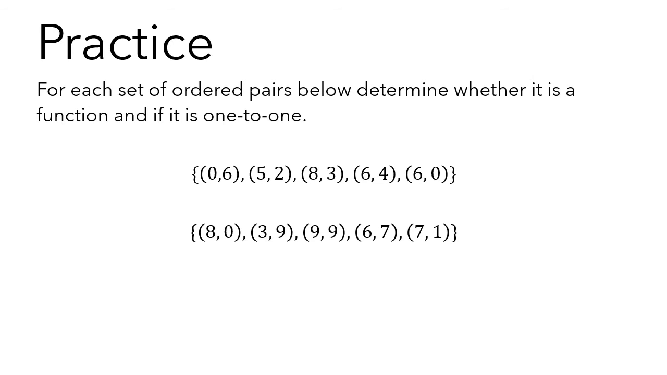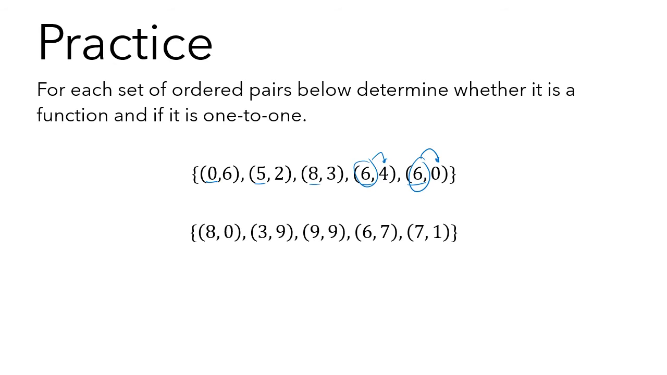Let's try some practice examples. For each set of ordered pairs below, determine whether it is a function and if it is one-to-one. To do it with ordered pairs, we start with the x values: 0, 5, 8, 6, and 6. We have 2 repeats here. We're looking for repeats. Now, do those repeats have the same y value? No, this 6 has a 4 and this one has a 0.